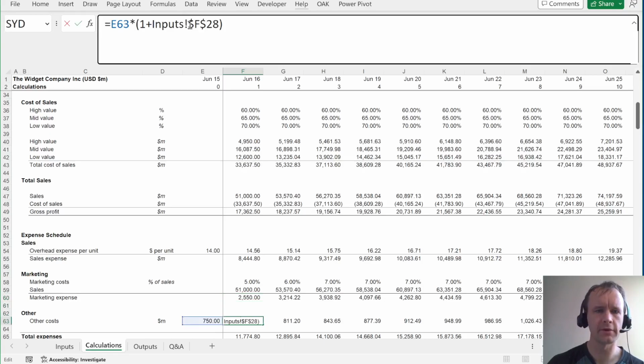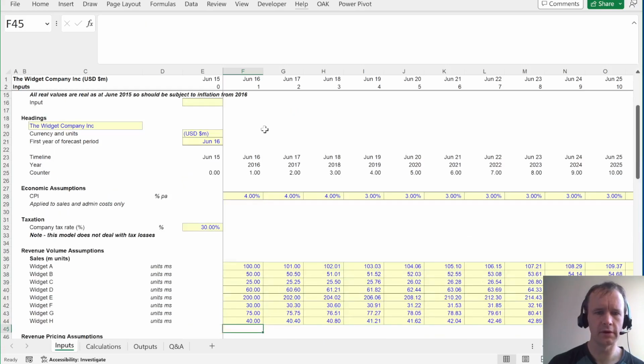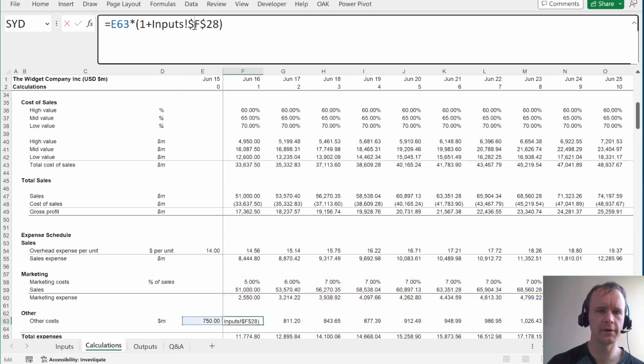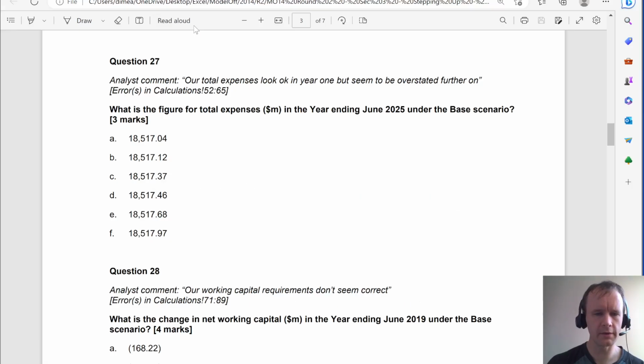Okay, so spot it right away. This is locked on the column. So that's pointing to the inflation assumption here. So in other words, it's inflating 4% every year, but it should be coming down to 3% in later years. So there we go. Fix that, copy across. And then what's the question?